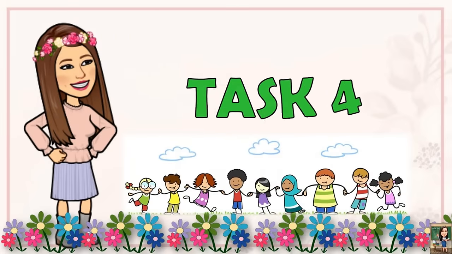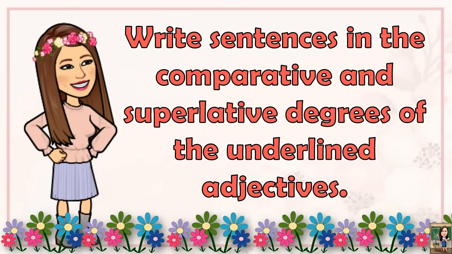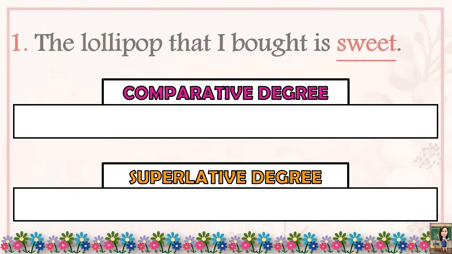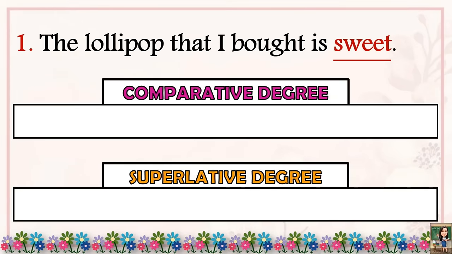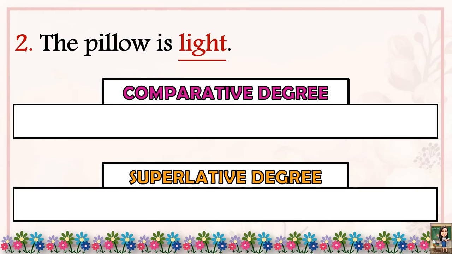For task 4, write sentences in the comparative and superlative degrees of the underlined adjectives. Number 1, the lollipop that I bought is sweet. Now you're going to write your own sentence for the comparative degree and superlative degree based on the sentence. Number 2, the pillow is light. Now write your own sentences for the comparative and superlative degrees.